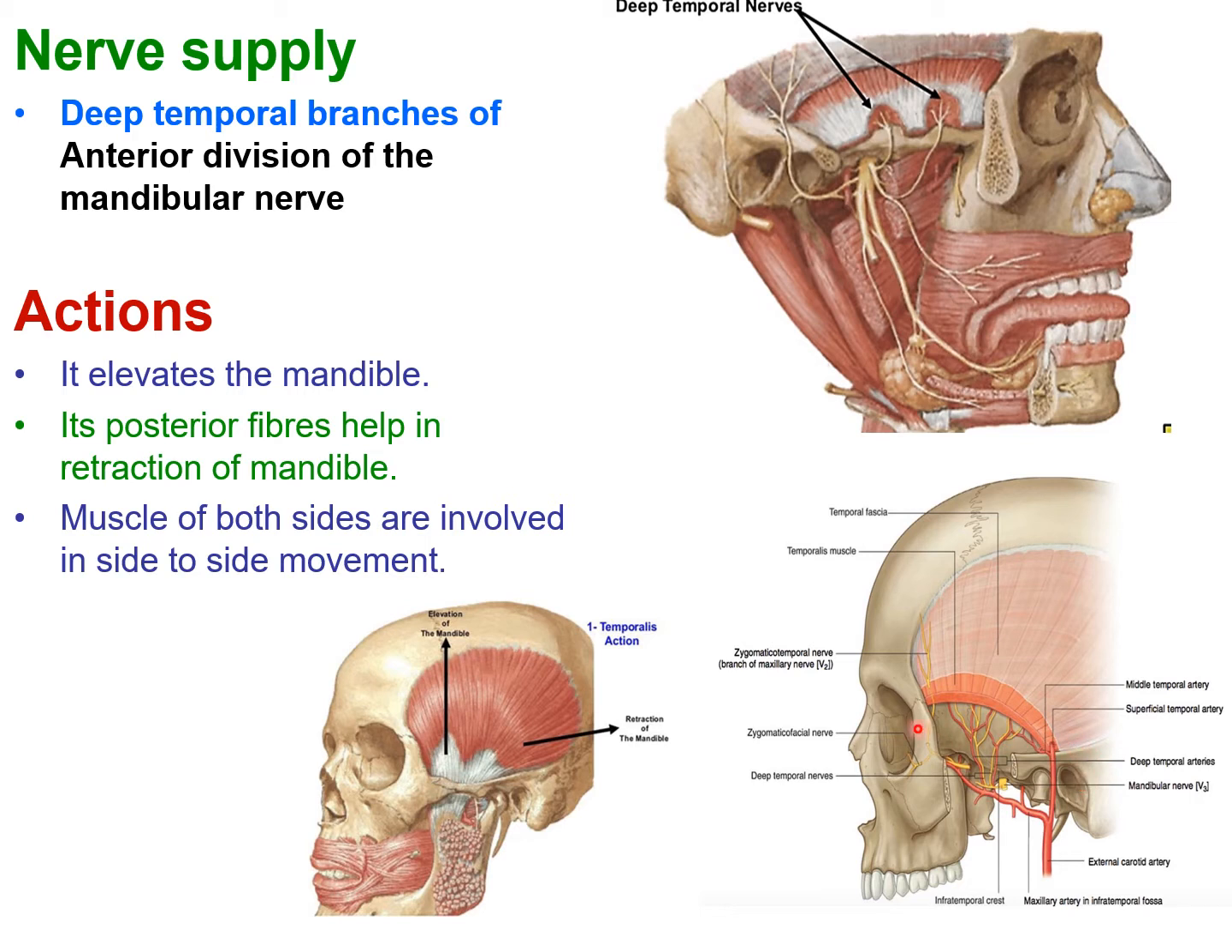If we talk about the action of temporalis, it helps to elevate the mandible. The anterior fibers are causing the elevation, while the posterior fibers are helping in retraction of mandible after its protrusion. The muscles of both sides are involved in side-to-side movement of the lower jaw.